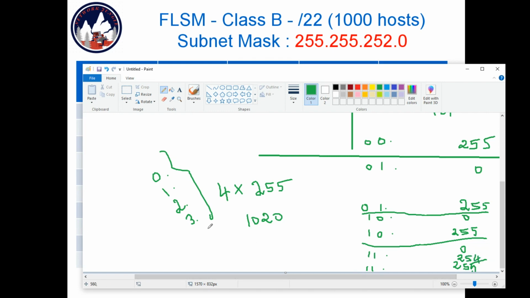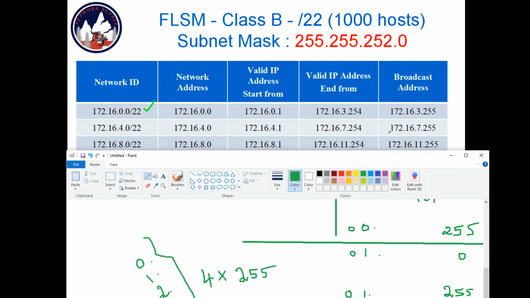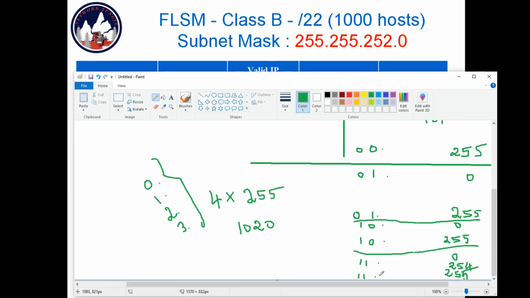So 11 is equivalent to 3, 10 is equivalent to 2, 01 is equivalent to 1. So 3.254, then the last broadcast IP is 172.16.3.255.